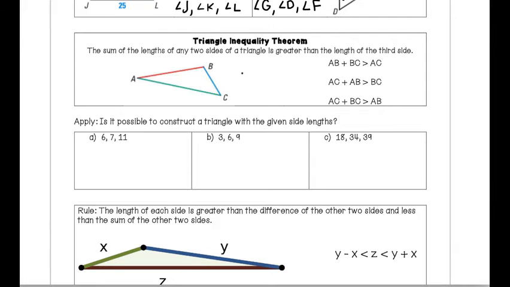So their lengths might be too short and make something more like this, where those two other sides up top don't attach because they're too small. So we have to check it on all three sets of sides, so you add up each pair and make sure that it's longer than the third side that you haven't touched.